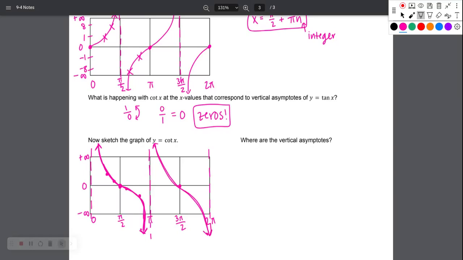Where are the vertical asymptotes for cotangent? Well, our first one is right here at 0. And we're going to have one, again, another pi and another pi. So every single pi n, where n is an integer. Now technically we don't need to put the 0 out there in the front. We can simplify this to just x equals pi n, where n is an integer. So we're going to have a vertical asymptote every single pi n for cotangent.